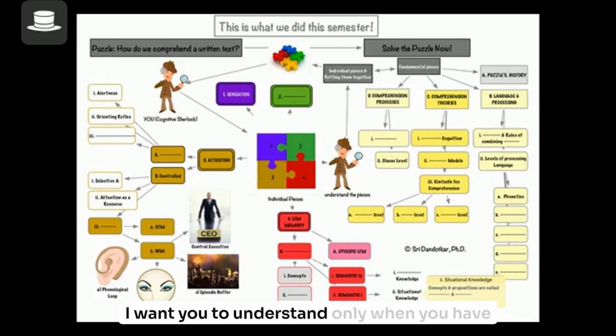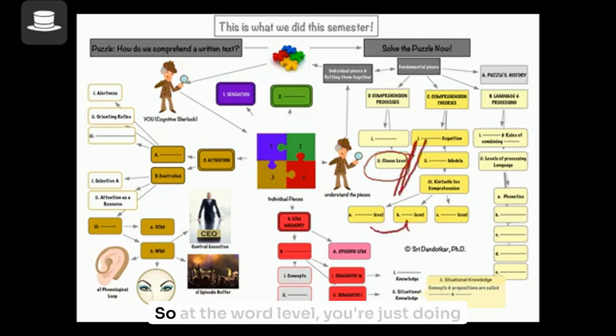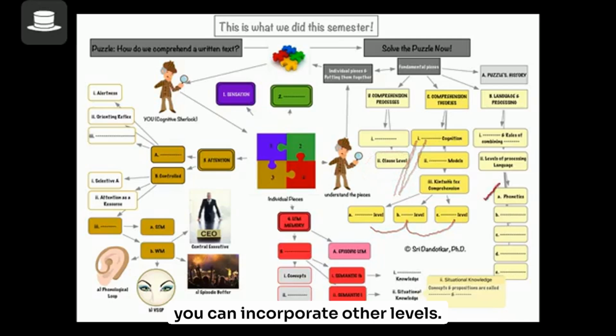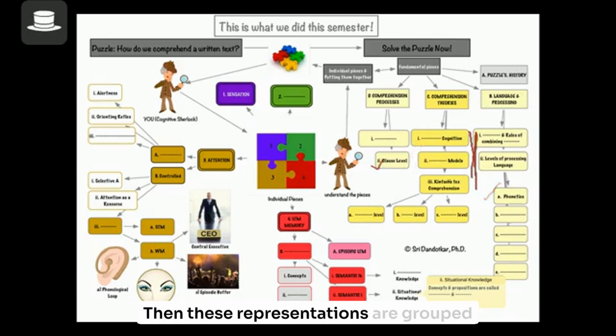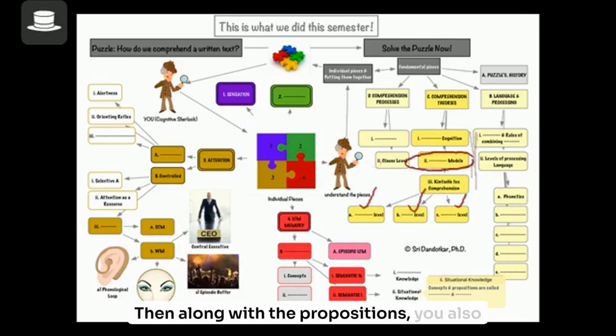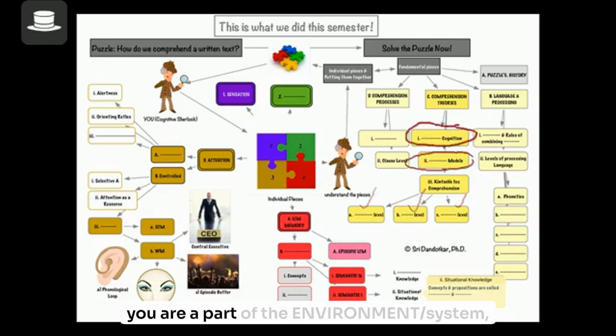I want you to understand: only when you have come to the end of the clausal level will you have representations. At the word level, you're just doing phonetic processing, identifying words. But when you go to the clause level, that's when you can incorporate the other processes. First of all, you extract and store propositions. These propositions are stored in a way that you get representations at three different levels. Then these representations are grouped according to the meaning and according to how related these propositions are. Then, along with the propositions, you also activate your sensory motor system so that you are a part of the system, so that you can interact and act. So all these theories are applicable especially to the processing at the clausal level.